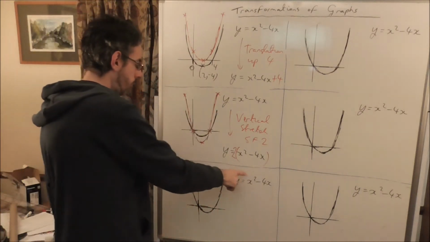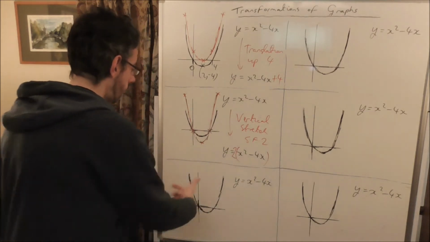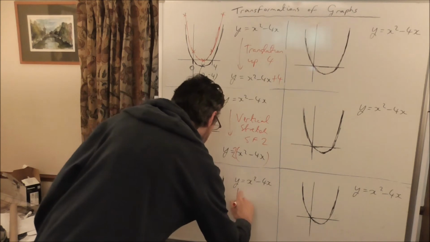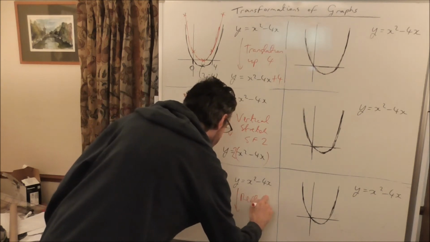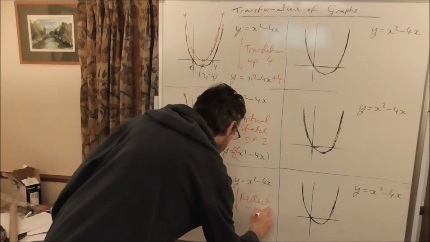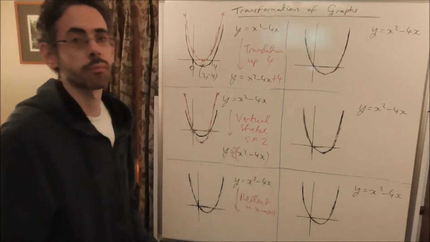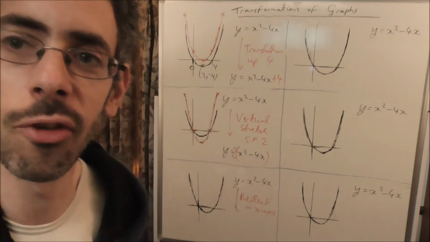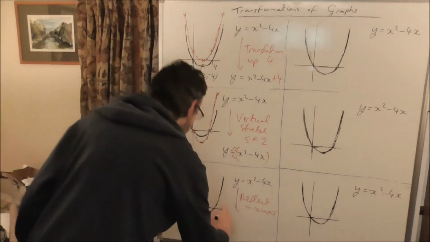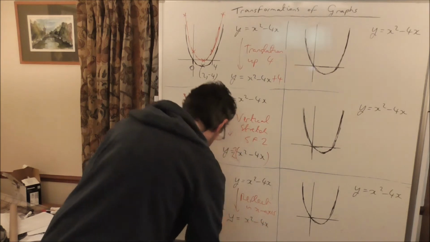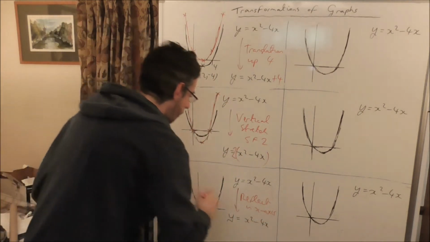Right, let's say I wanted the graph to reflect in the x-axis, so to sort of reflect down in the x-axis. What would I have to do to the expression on this side? Well, I'd have to stick a minus sign in front of it. So I take the original equation, y equals x squared minus 4x, and I just have to stick a minus sign in front of the whole thing.